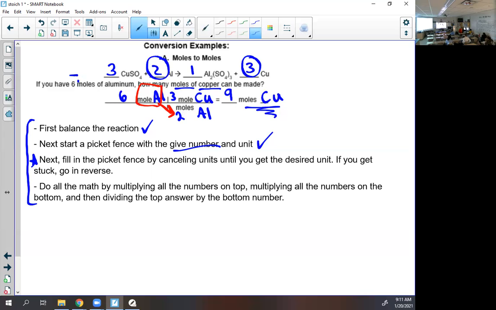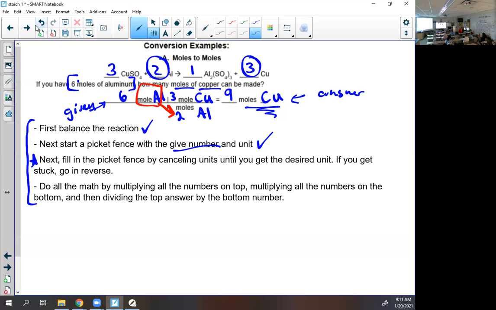It gave it to me right here. The start will always be given to you, word for word, number, number, unit, unit. It will tell you everything at the start. So we start with the given. We find out what we want as the answer. And then we work the picket fence from left to right, solving it out.